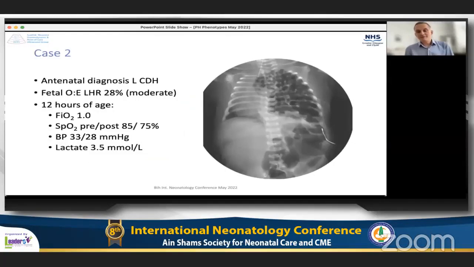So let's look at a different situation of pulmonary hypertension in a newborn. In this case, an infant with left-sided congenital diaphragmatic hernia. This was diagnosed antenatally, and on fetal assessment, the patient had a lung-head ratio, so an assessment of fetal lung volume, which was 28%, putting them in the moderately severe category. At 12 hours of age, the patient is hypoxic, hypotensive, and acidotic. So they have effectively hypoxic respiratory failure and our clinical picture of PPHN.